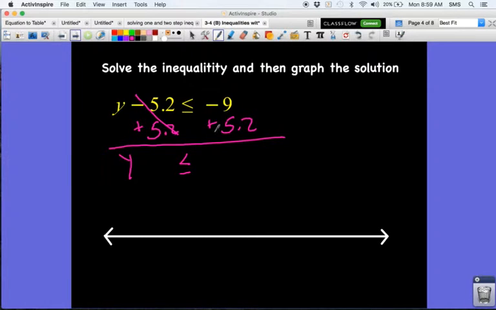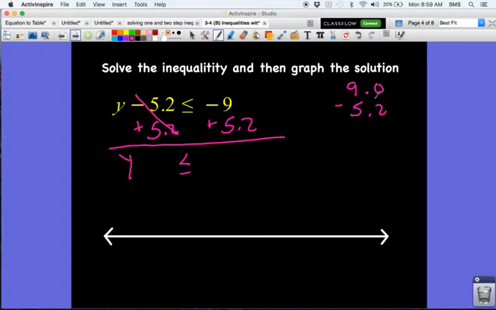Now I've got to figure out what's negative 9 plus 5.2. Well, because I'm combining a negative number with a positive number, so they both have different signs, one negative, one positive, and I'm combining these, what I really need to do is I'm actually subtracting them. So I'm going to take 9, and I'm going to subtract 5.2.